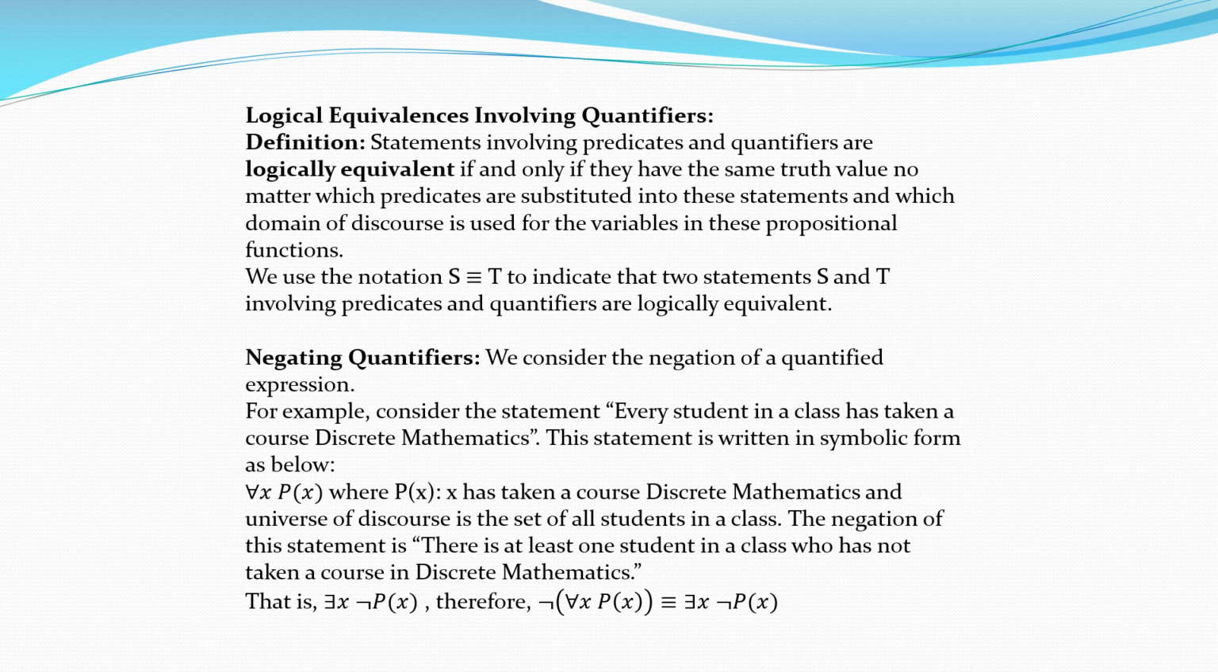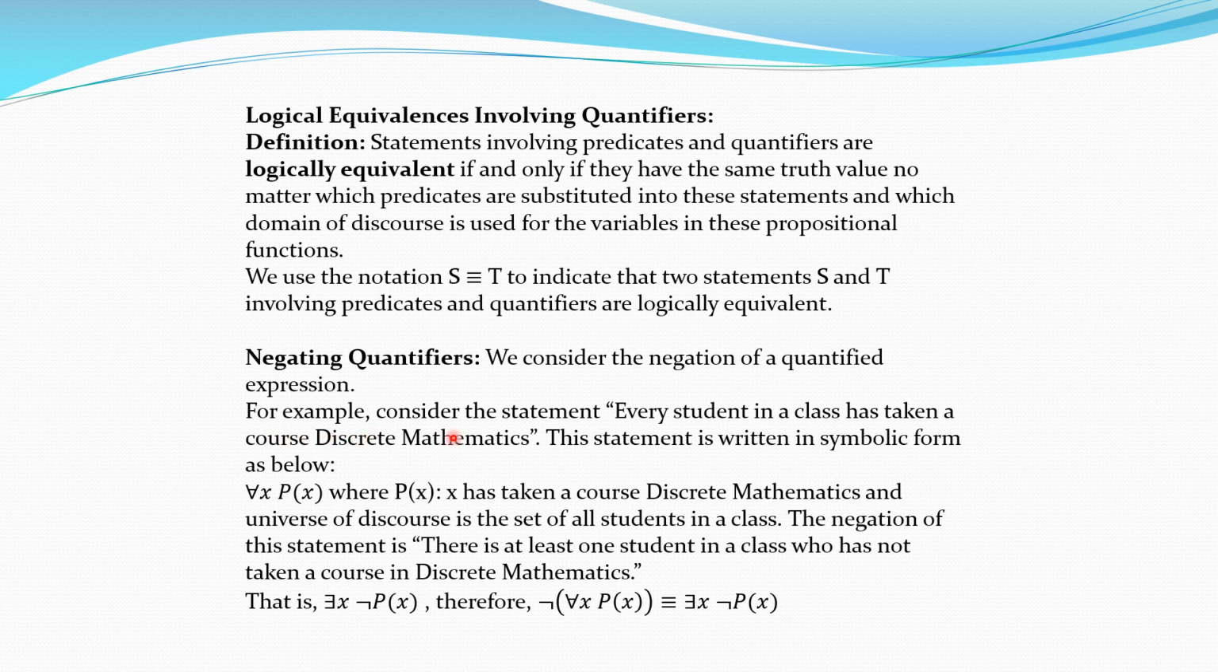Now, the next point is logical equivalences involving quantifiers. Statements involving predicates and quantifiers are logically equivalent if and only if they have the same truth value, no matter which predicates are substituted into these statements and which domain of discourse is used for the variables in these propositional functions. So, this is the notation to indicate that the two statements S and T involving predicates and quantifiers are logically equivalent. Now consider the negation of a quantified expression.